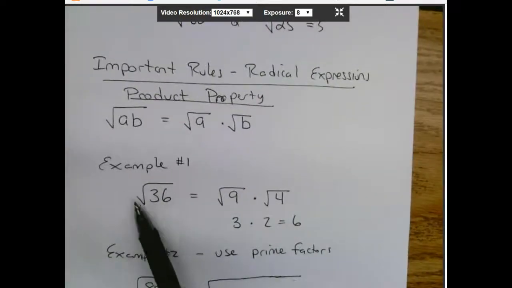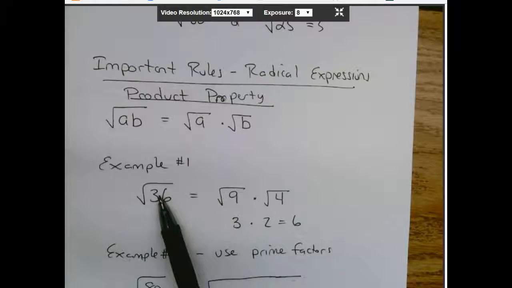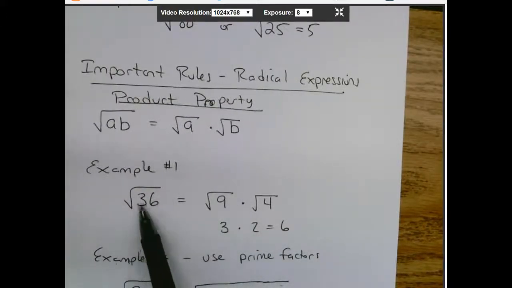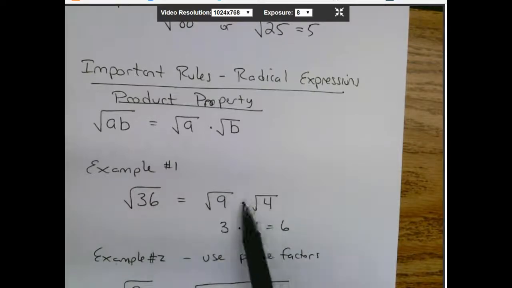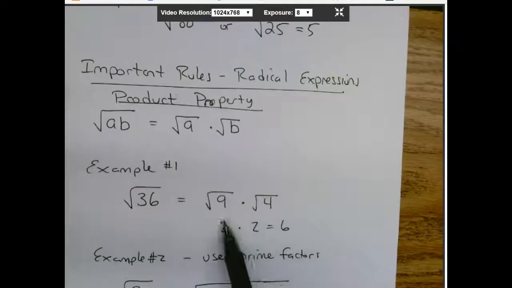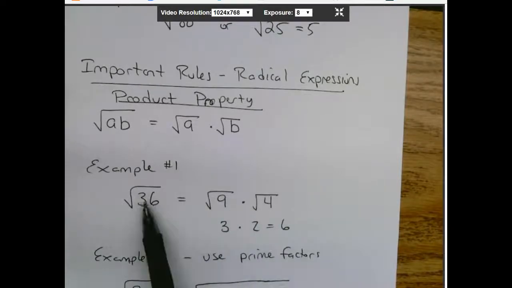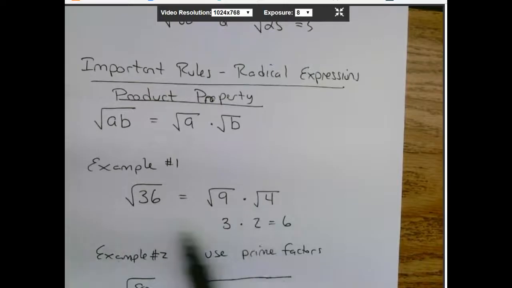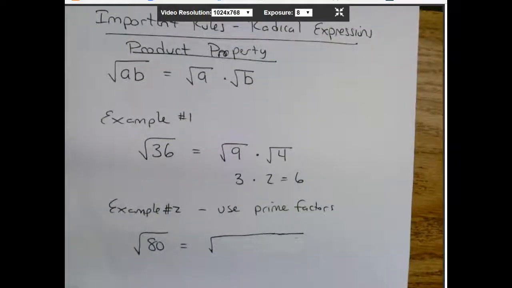The first one here is the square root of 36. Now we could also just say this is 6, right? We know that 6 times 6 is 36. But a different way to look at this, we could divide this up. So the square root of 36 is equal to the square root of 9 times the square root of 4. Then we would know the square root of 9 is equal to 3, and the square root of 4 is equal to 2, and 3 times 2 is 6. That's a simple one. Really, we could have just made it 6 at the beginning, just to show you how it works with something that's easy to see.